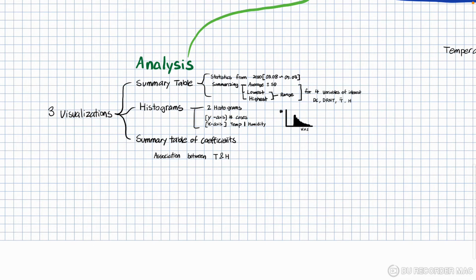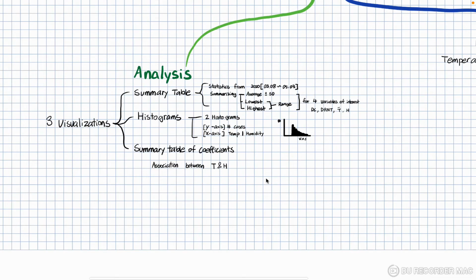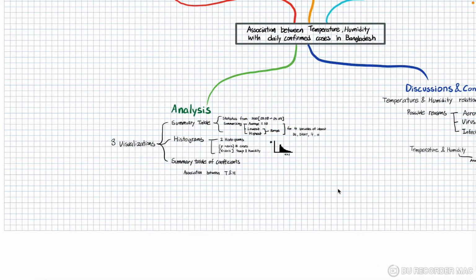The summary table of coefficients show us the association between average temperature and humidity with daily confirmed COVID cases. The slopes for temperature and humidity were both negative, with p-values indicating moderate to strong evidence against the null hypothesis that there is no relationship between the temperature and humidity with the number of test cases.